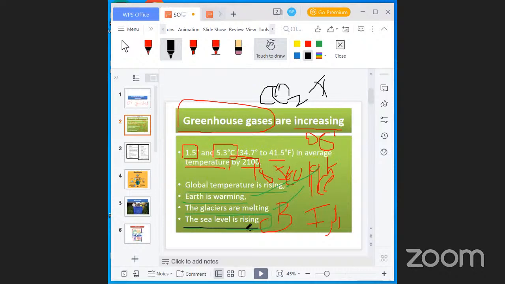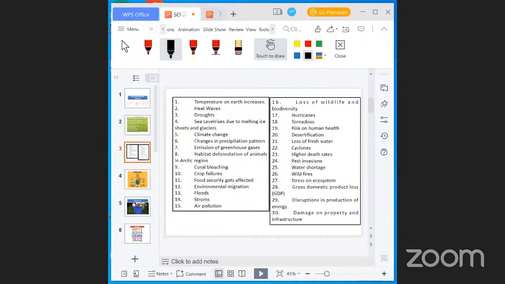So with these adverse effects of global warming happening across the planet, we need to implement ways to stop global warming and protect our planet, right? So now you see here the consequences of global warming.